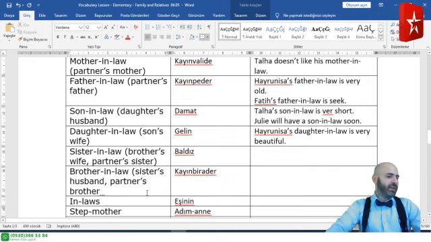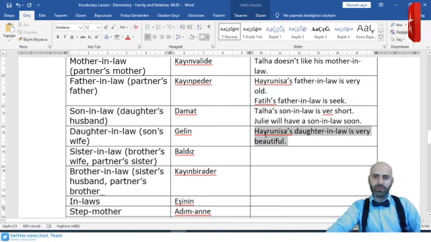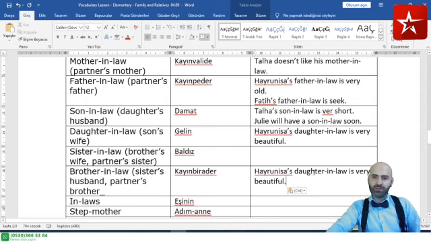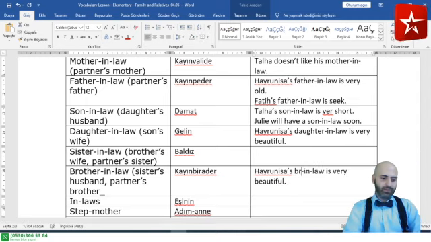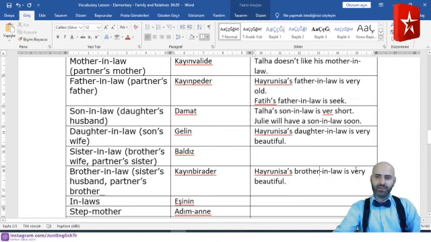Let's see if we have any examples. We have again an example from Hayrunisa. My brother-in-law is fat, he says. Okay, Hayrunisa's brother-in-law is fat.